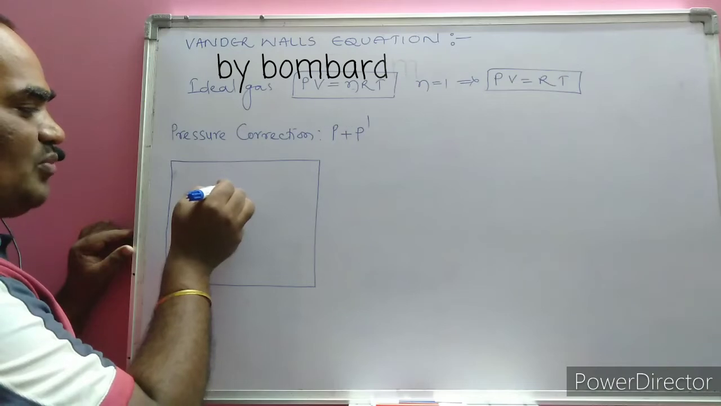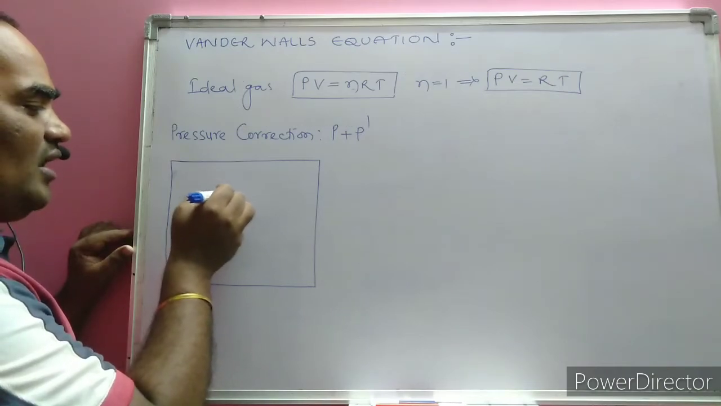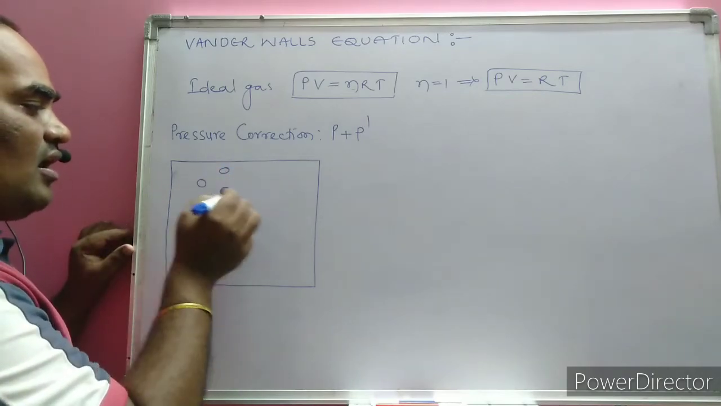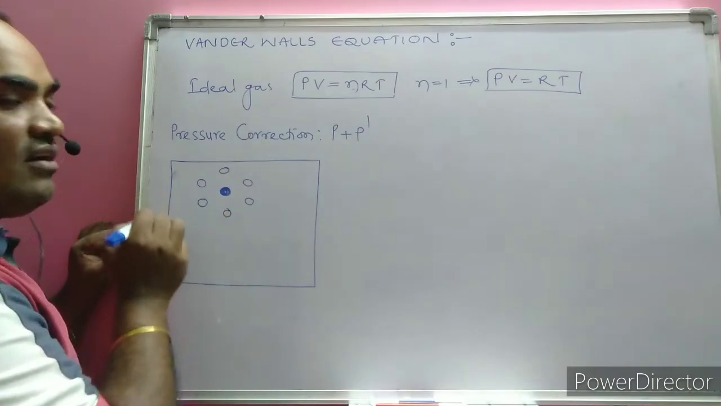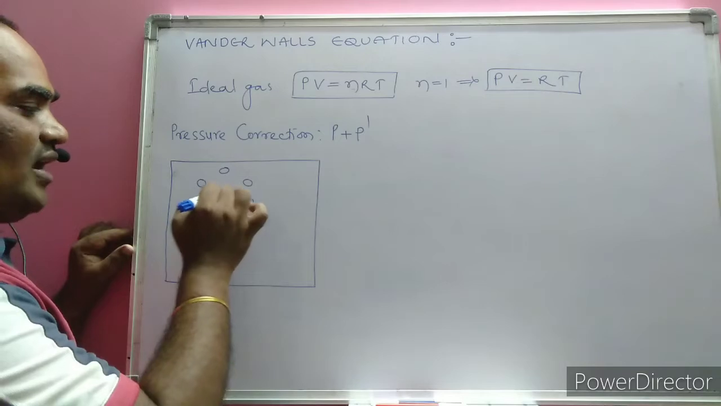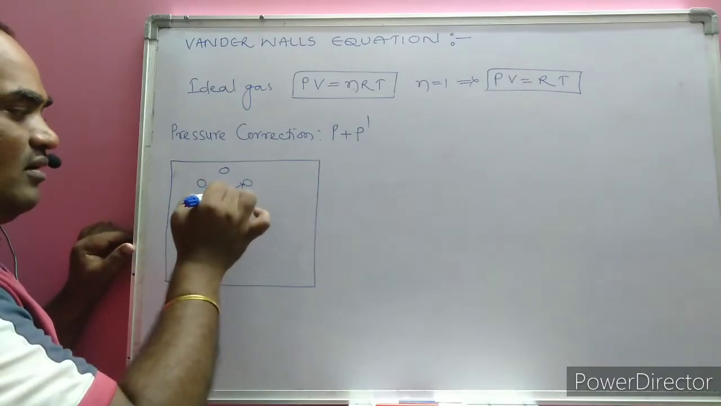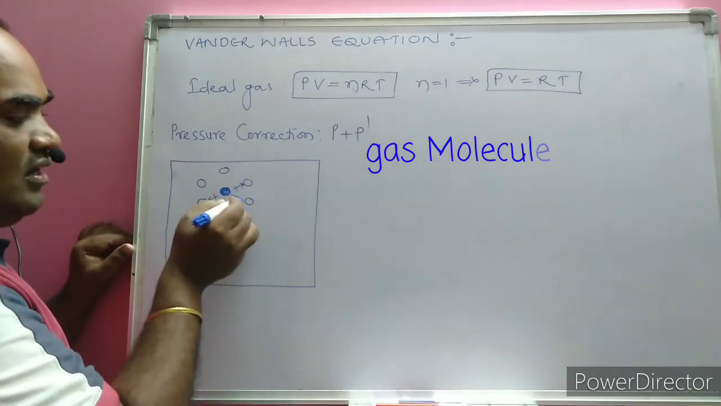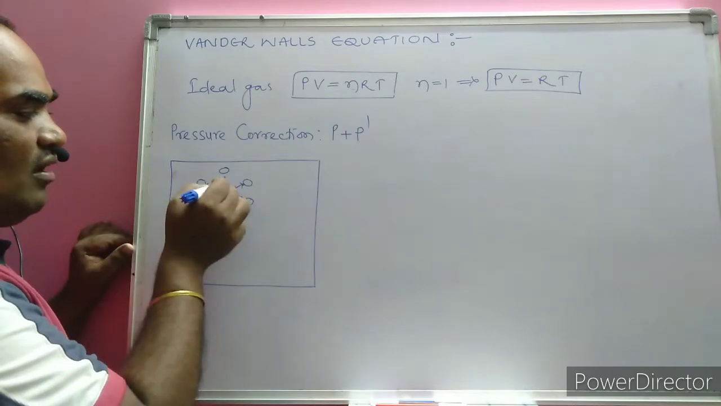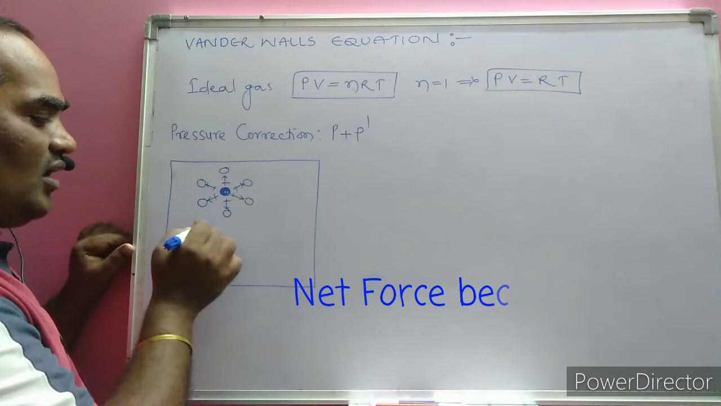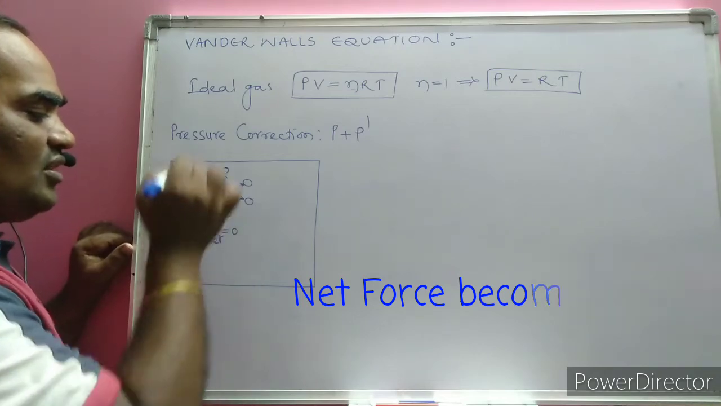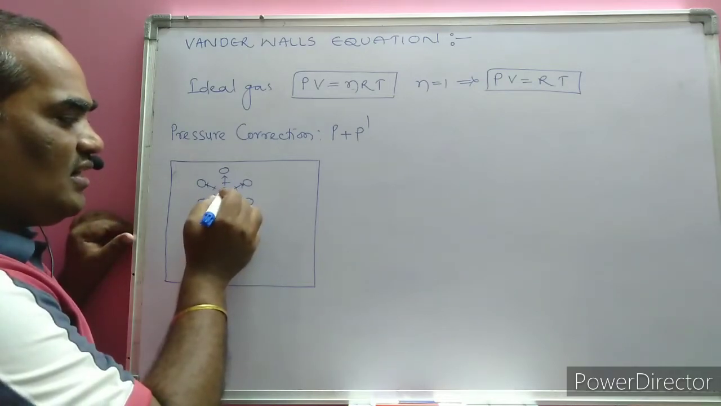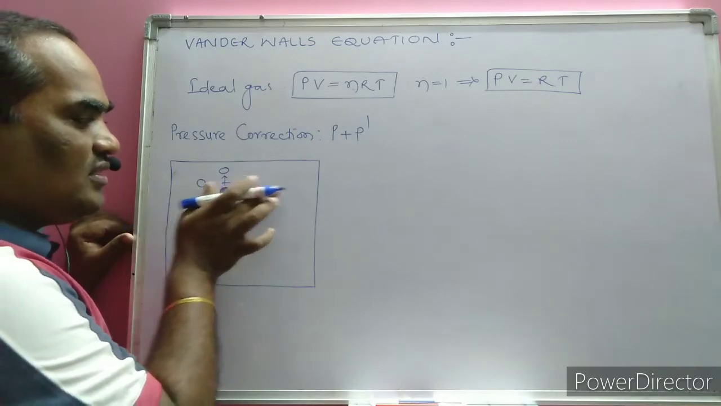For example, if a gas molecule is present in the bulk of a vessel, in the middle of the vessel, its adjacent or neighborhood molecules may attract or repel it. For example, this molecule may attract and this molecule may attract, but the net force acting on this molecule becomes zero, because one is on this side and another is on the opposite side. So the net force acting on a gas molecule present in the bulk becomes what? Zero.